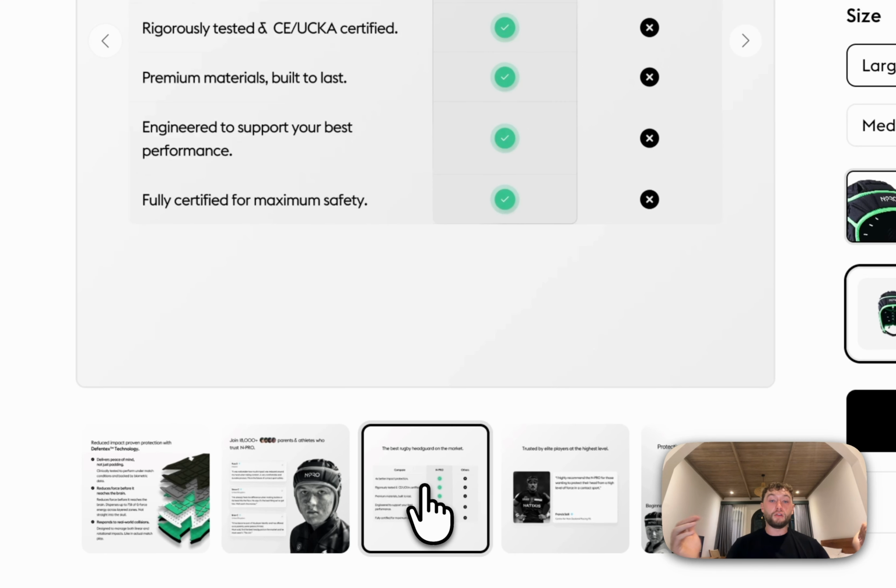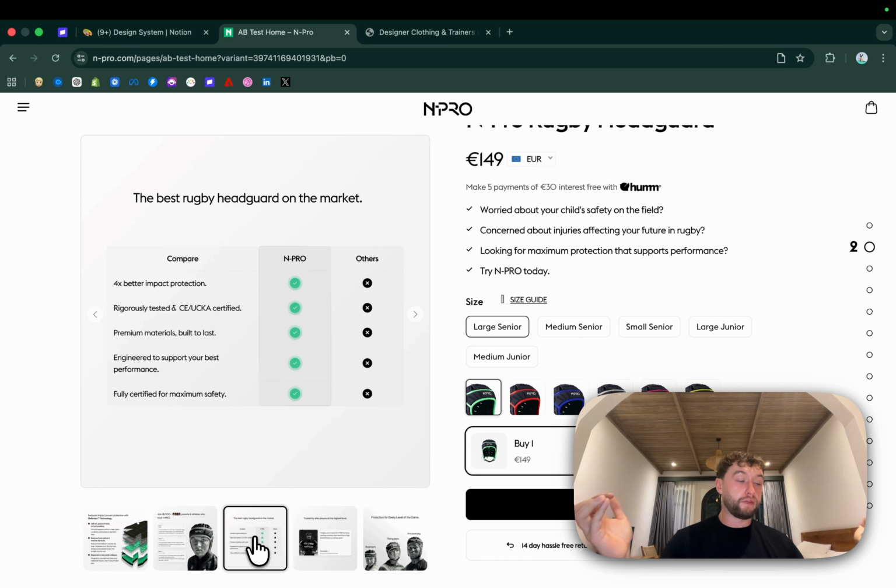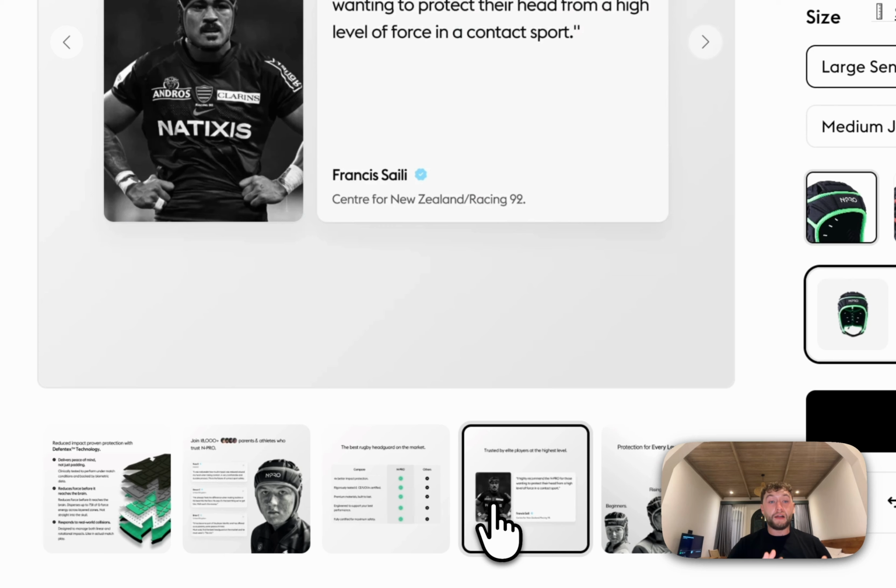Next thing is comparison. This one is obviously very important for making sure people don't go looking elsewhere. You want to make sure, especially if you're in a saturated market, that people don't think, oh, well, I could just go to someone else who's cheaper or something like that.